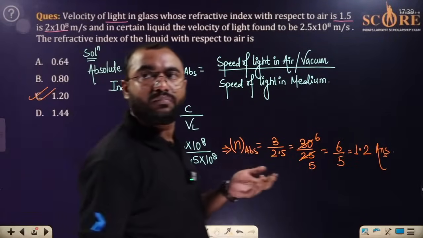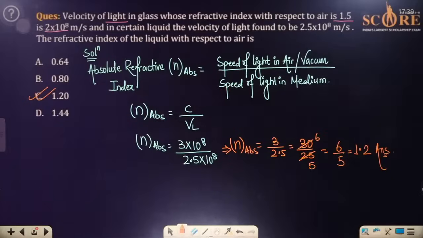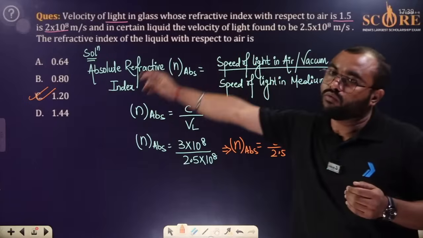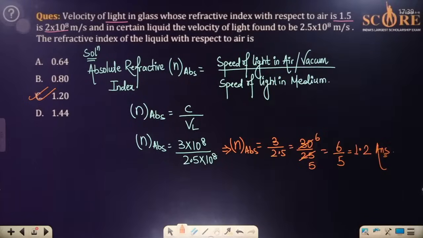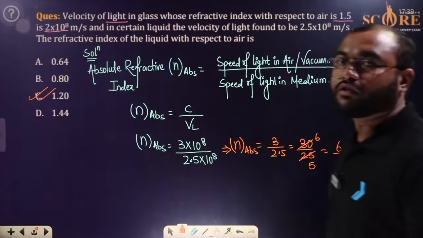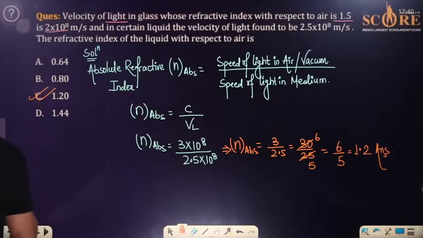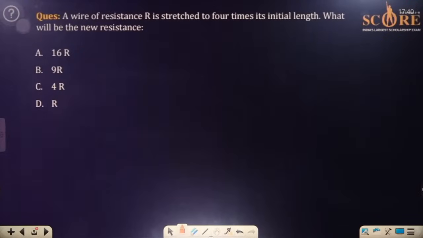Simple equation, simple question. You don't have to bother that much. It is a very simple thing. It is just given for the confusion only. At the end, it is asking about the velocity of the light with respect to the air only. Fine. So let us move to the next question, please.